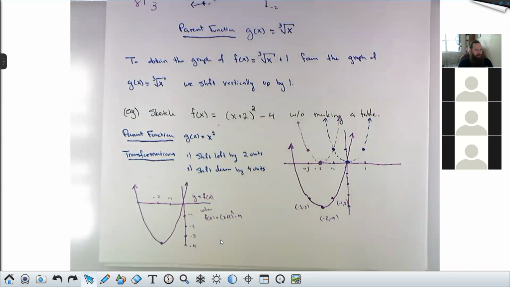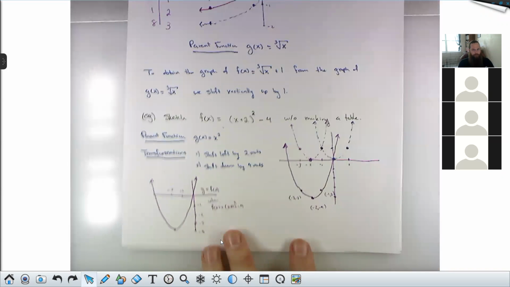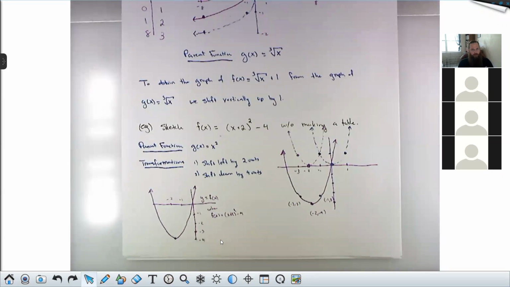Okay. Any questions on these last 2 examples?